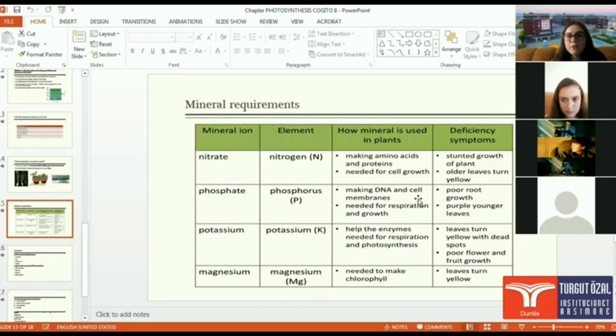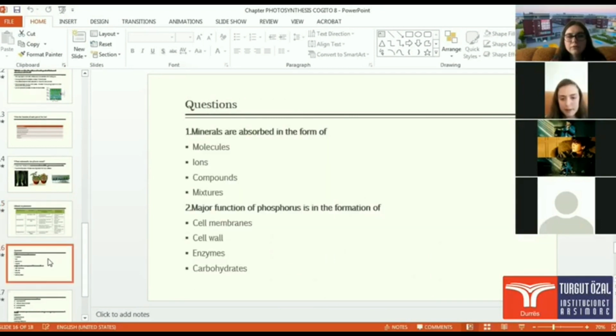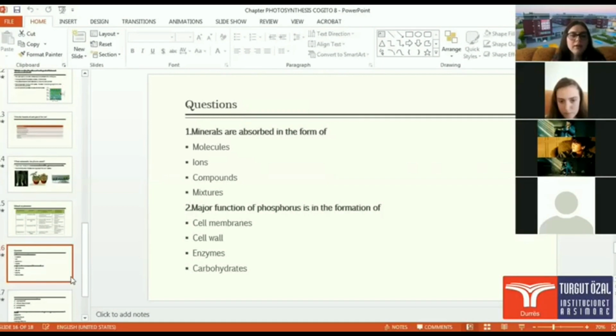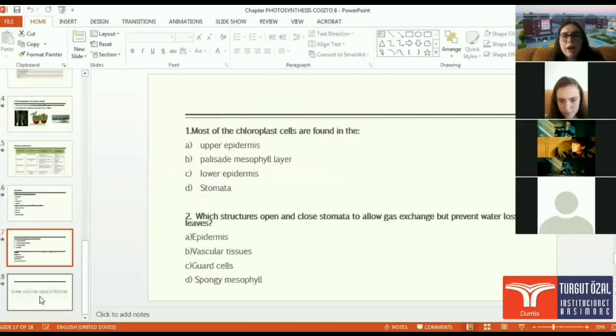You can see it here. Phosphate. What did I say here? To make DNA, growth and respiration in the cell membrane. What did I say? It was phosphorus, making DNA and cell membrane. Again, it makes DNA and cell membrane. So which is the correct one here? It is the cell membrane. Okay? Yes, that one.